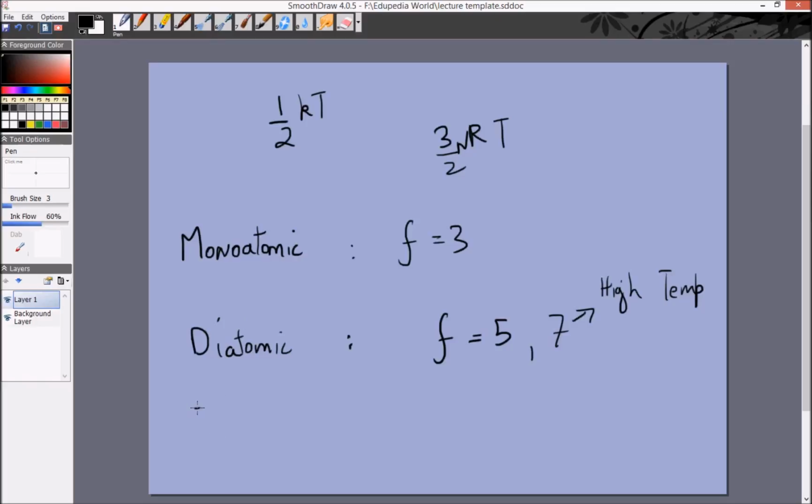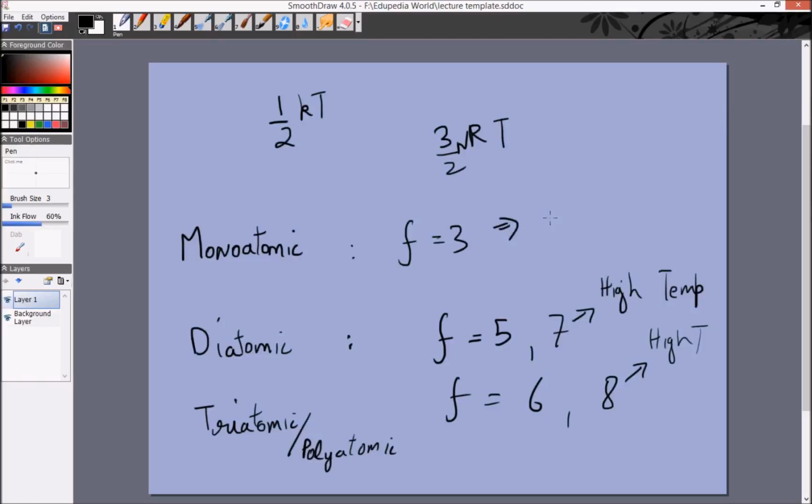And then there are triatomic molecules, or actually this goes for polyatomic molecules as well. The degrees of freedom are 6. Actually they can be 6 and 8 at high temperatures, but I don't think the high temperatures are in your syllabus. Right, so what does this mean?